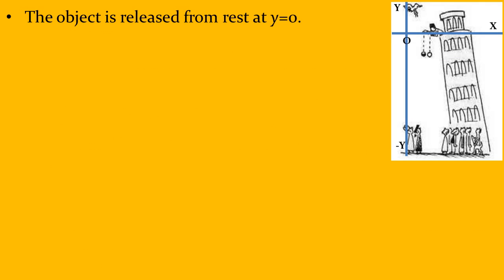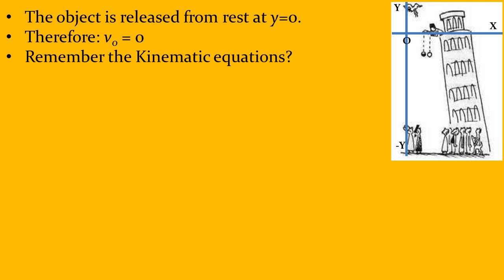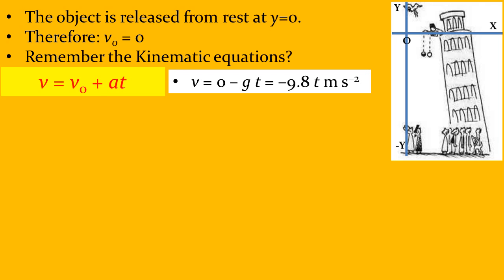Now let us say an object is released from rest at y = 0. Since it is released from rest, the initial velocity v₀ is 0. Now, do you remember the kinematic equations which I just showed you? I will again show you. v = v₀ + at, and the more generic forms are here. And in this case, if I put the value of g as −9.8, and since initial velocity is 0, v is simply equal to −9.8t meters per second.